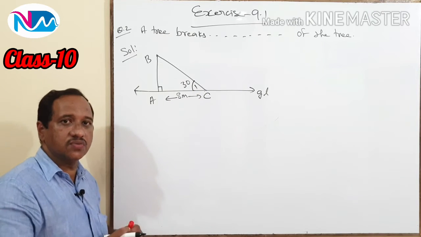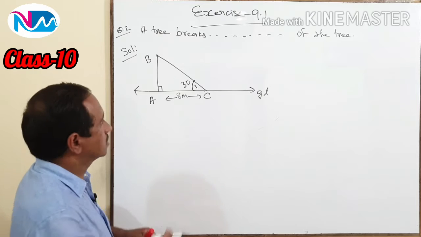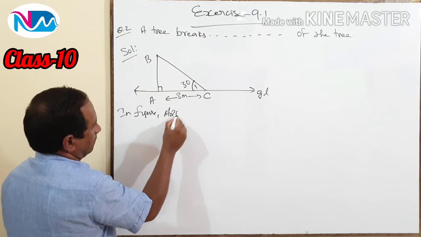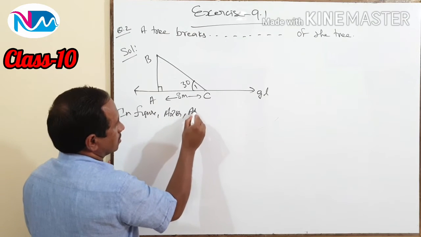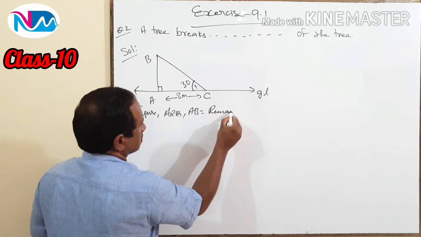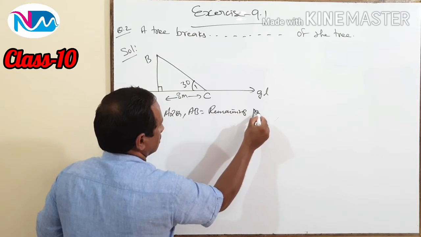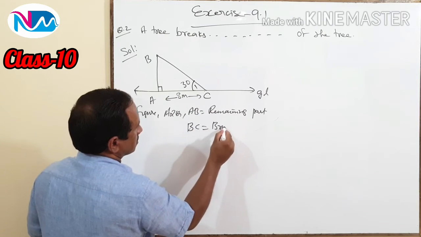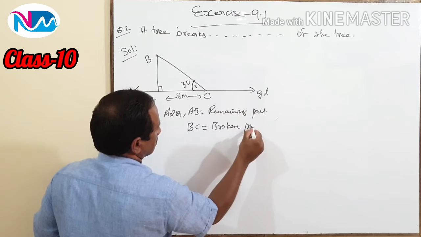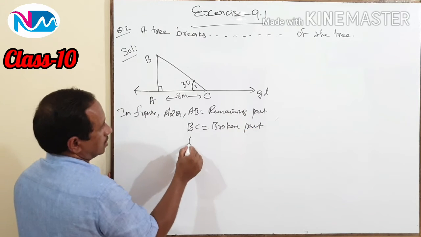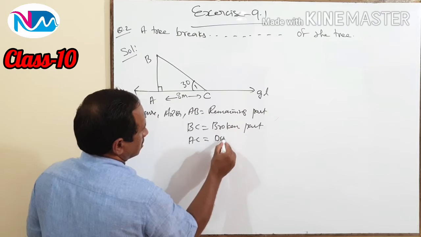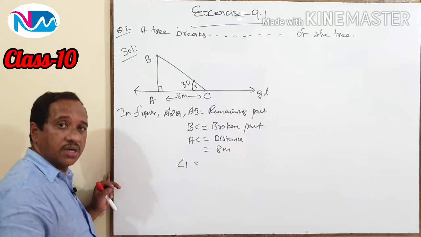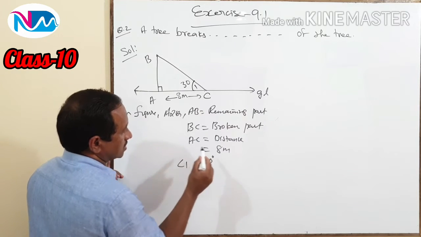First of all, let us give a small description about the figure. In figure, according to question, AB is the remaining part, BC is the broken part, AC is the distance, which is 8 meter. Angle 1 is the angle of elevation, that is 30 degree.